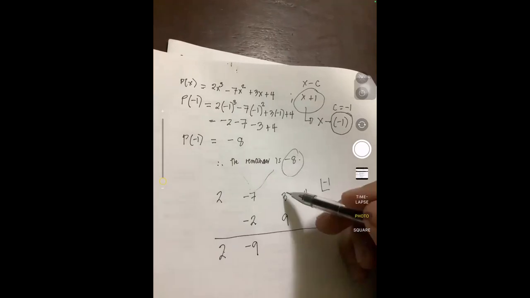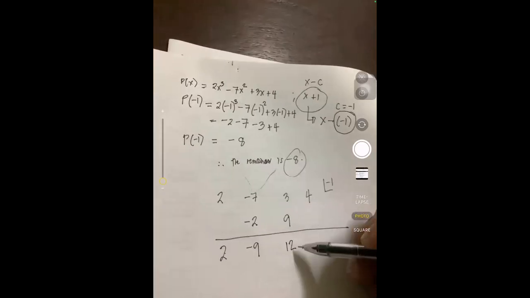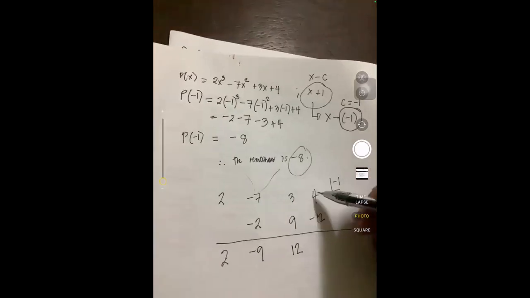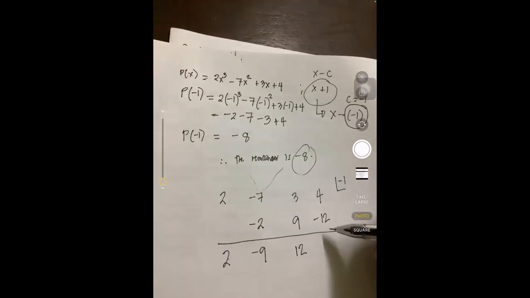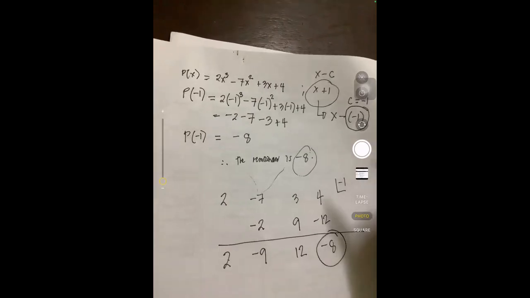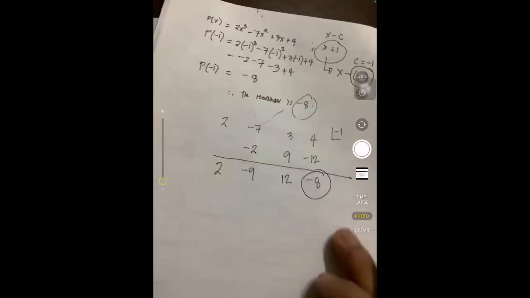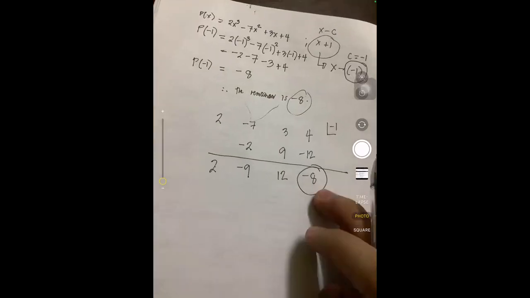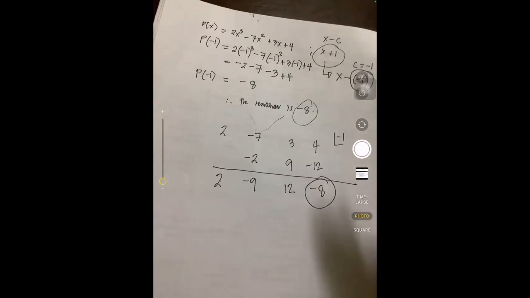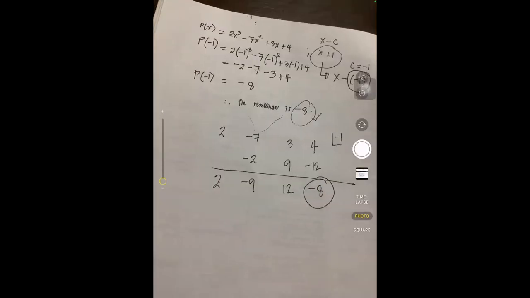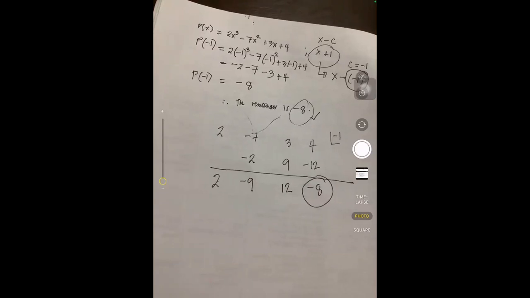3 plus 9 is 12. 12 times negative 1 is negative 12. And 4 plus negative 12, that is actually equal to negative 8. Remember that the last number here in the synthetic division gives us the remainder. So therefore, our remainder theorem is actually correct. It gives us our remainder, which is negative 8.